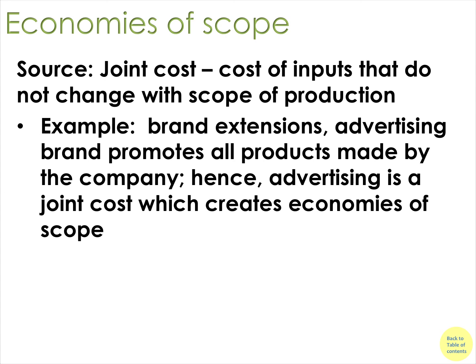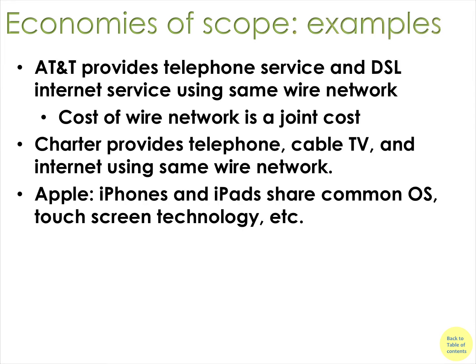So what's going on in causing some of these economies of scope? Well, if, like the newspapers, you have a joint input or joint cost, you can use it for both products. Advertising is a good example of a shared or joint cost. Some other real-world examples: AT&T telephone service and DSL internet service using the same wire network. Charter doing cable, TV, and internet using the same wires. Common operating systems, touchscreen technology, etc. is an Apple joint cost.